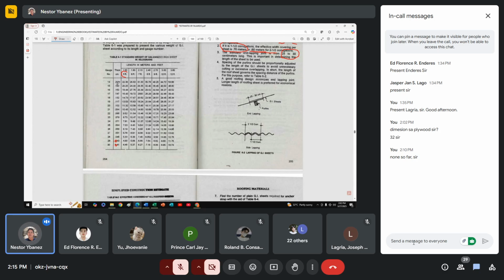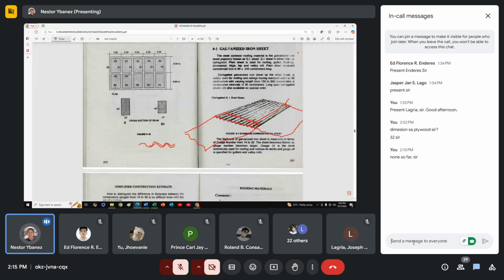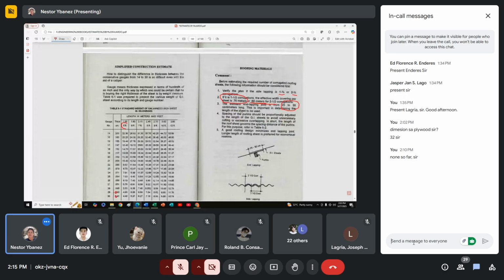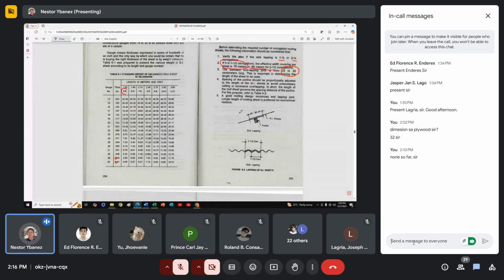When purchasing, the width is standard, so it does not change. What varies is the thickness and the length. Therefore, the important things for quantity are its length and its thickness. When buying GI sheet, what is the gauge? 14, at different lengths.